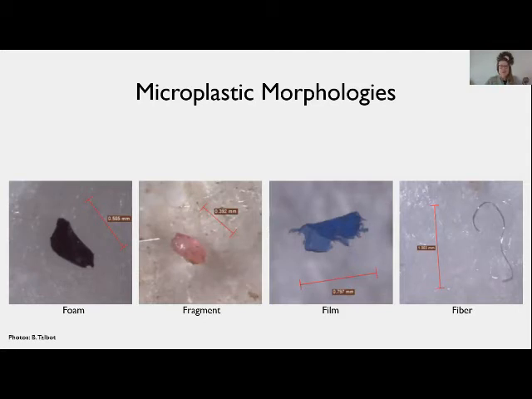I saw a lot of fragments, which were very hard and not very flexible. Films were much thinner. You could see that in the picture there. They're very flexible and can tend to fold over on themselves. And fibers are a little bit more self-explanatory. And I did see quite a few of those as well.